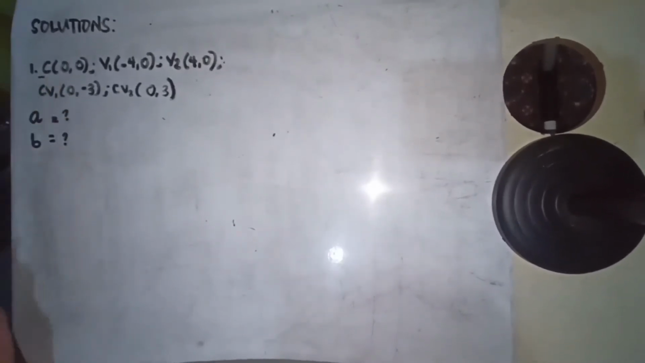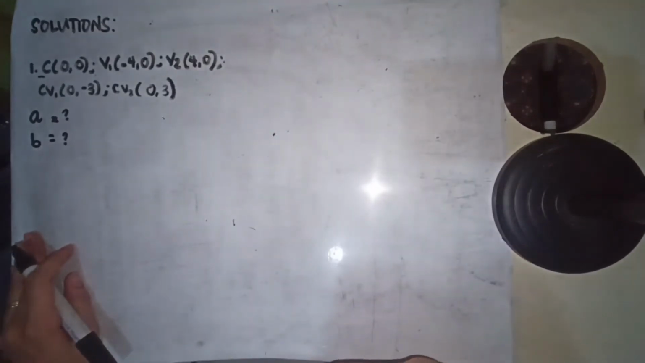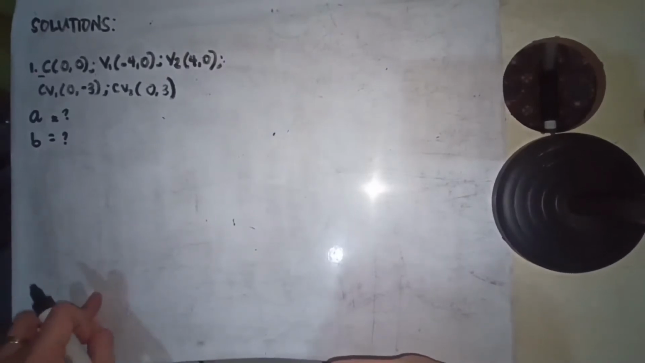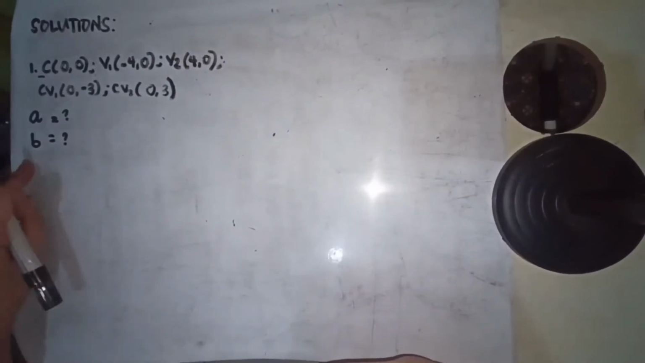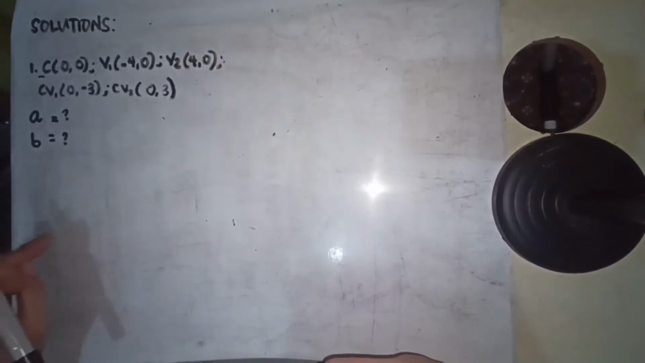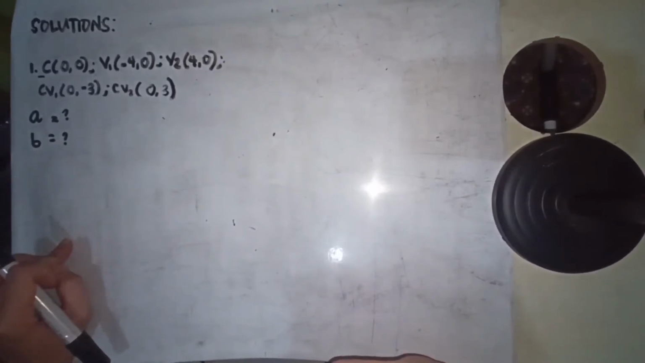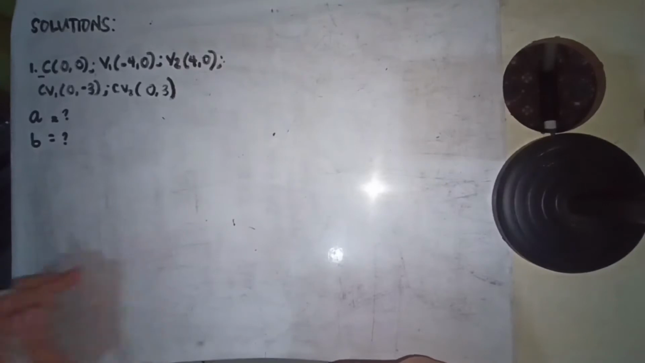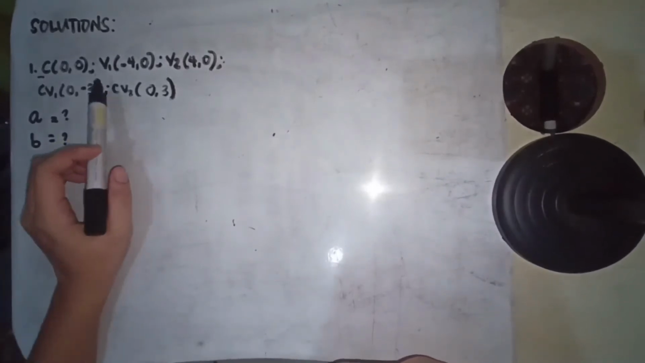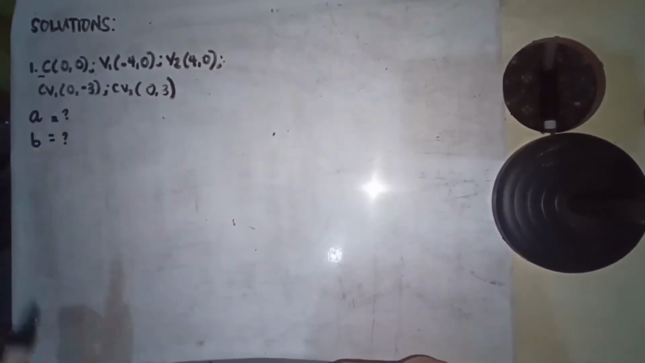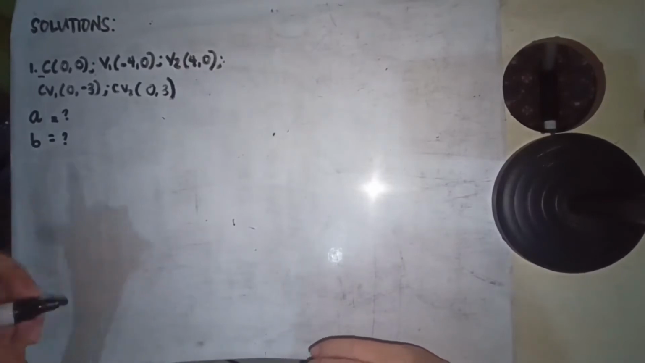Now, remember that the distance A is the distance from the center to one vertex. And our distance B is the distance from the center to one of our co-vertices. So, since the vertices and co-vertices are given, we can easily find distance A and distance B. With this technique, we no longer need the distance formula.